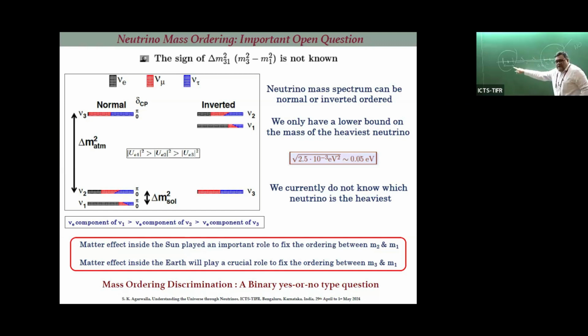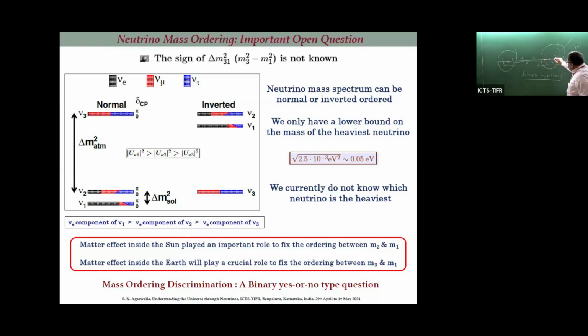But you see, when you analyze your data set and you want to ask the question, I have the data, now I will fit my data once with this picture, once with this picture. And your data will prefer one of them, right? If your data is good. So this is called testing a discrete hypothesis, because it is like a binary question, yes or no.